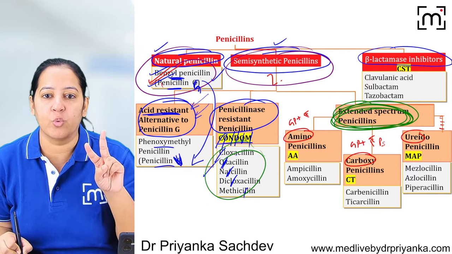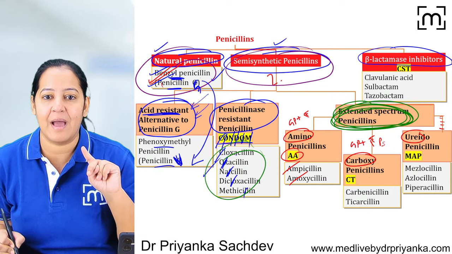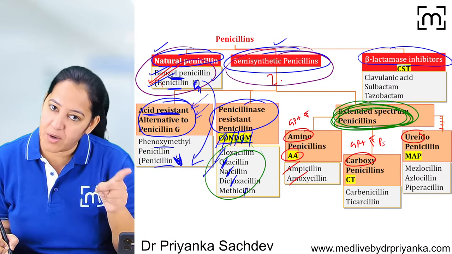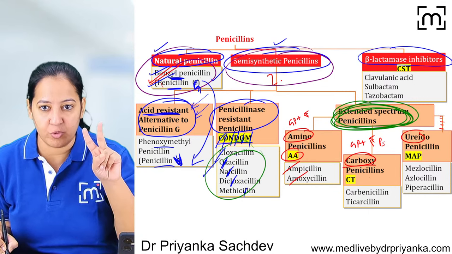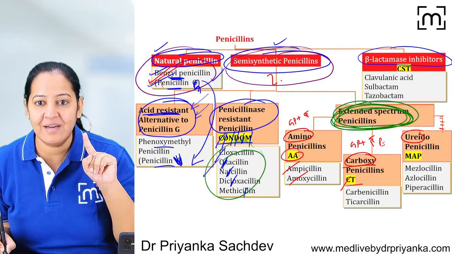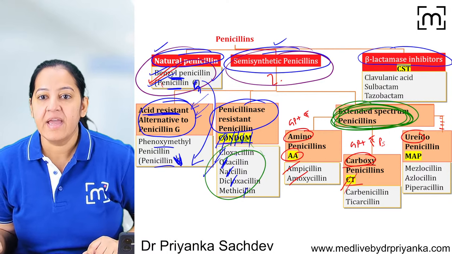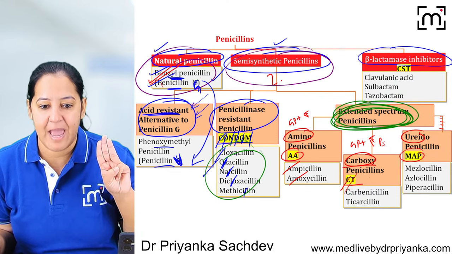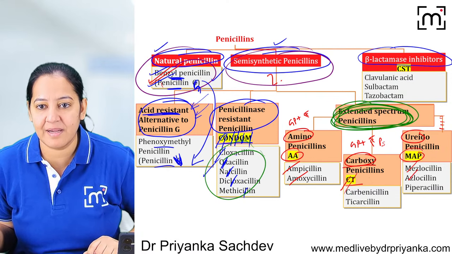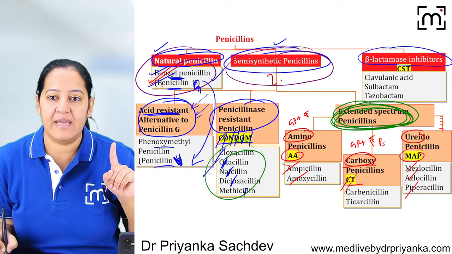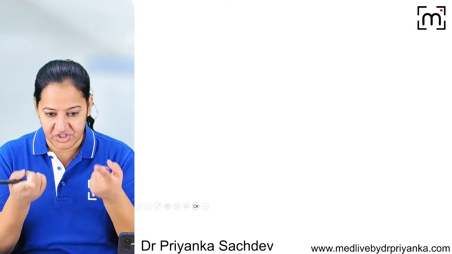In the amino, we have two, AA: amoxicillin and ampicillin. In the carboxy, we have two, CT: carbenicillin and ticarcillin. And in the ureido, we have three, MAP: mezlocillin, azlocillin, piperacillin. So you can learn AACT MAP. See, I'm writing the classification in front of you.